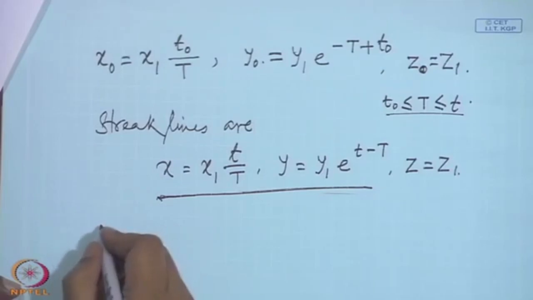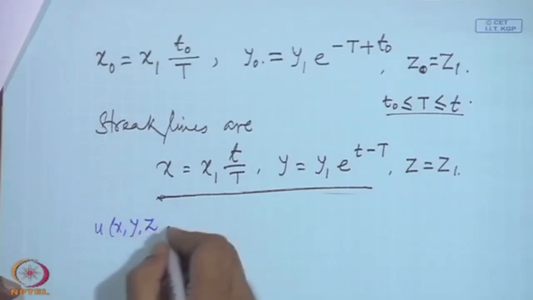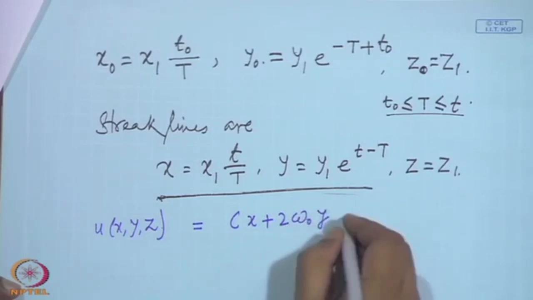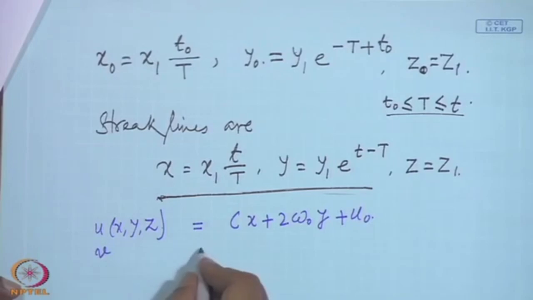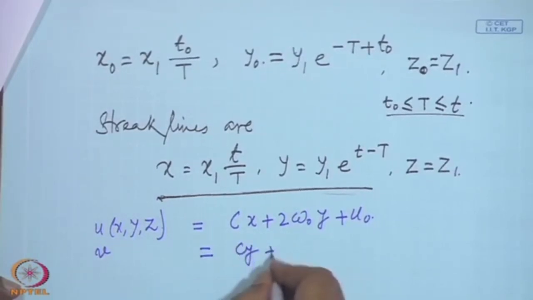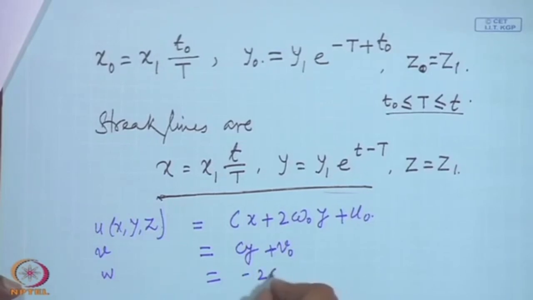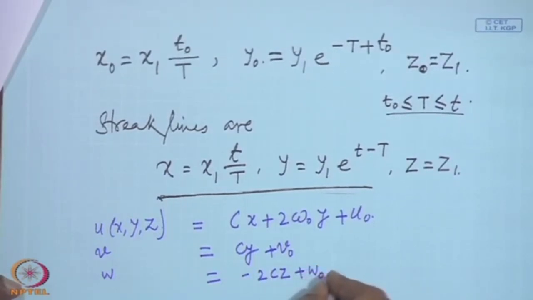The velocity at a point x y z, we are considering as in this case a steady flow, is given by u equal to c x plus 2 omega 0 y plus u 0, v is c y plus v 0, and w. Find the velocity at a neighboring point x 1, y 1, z 1.